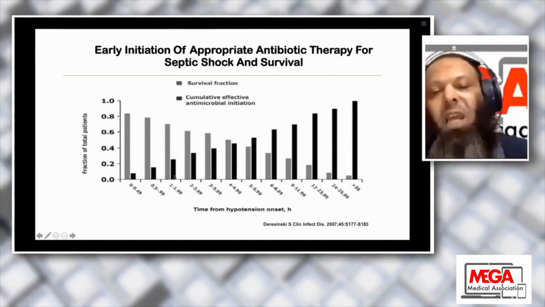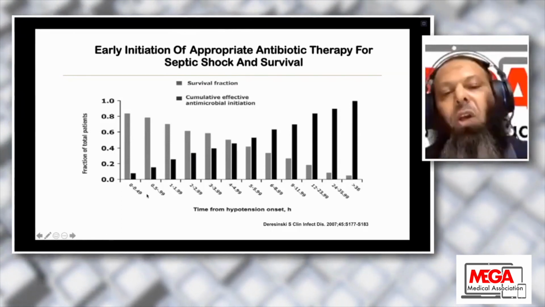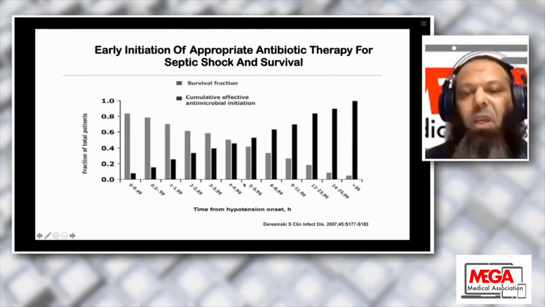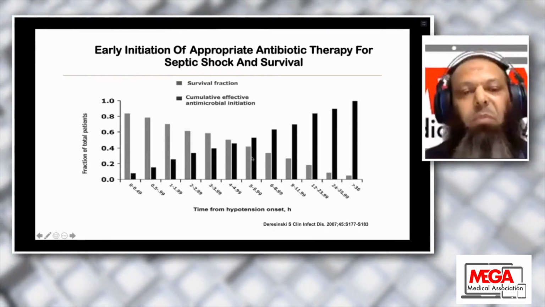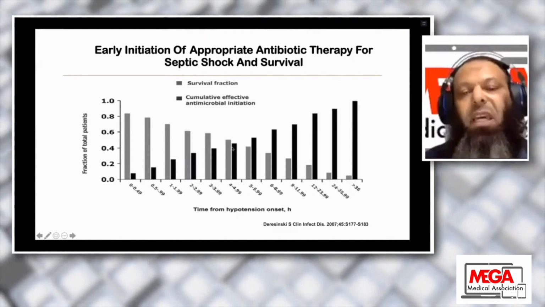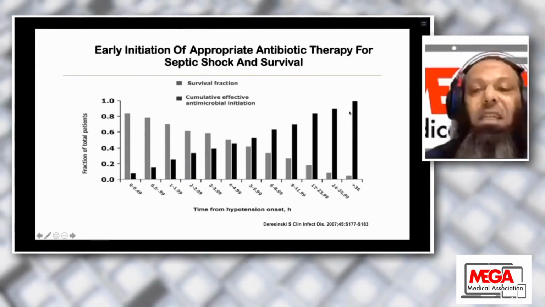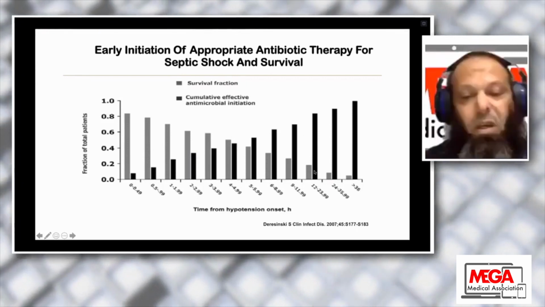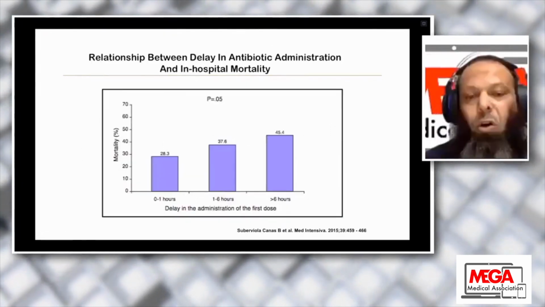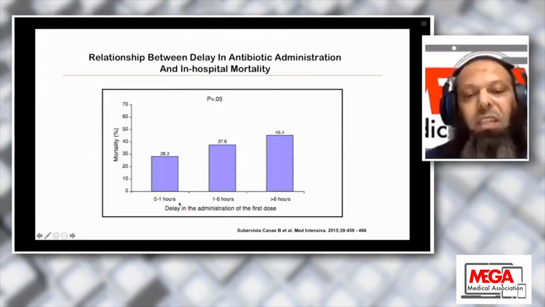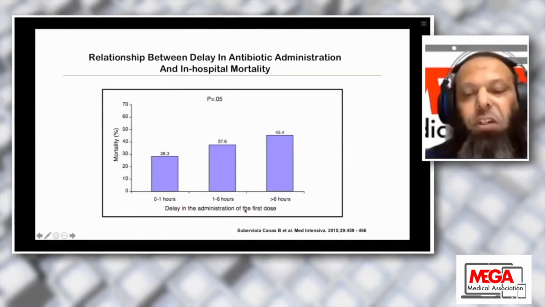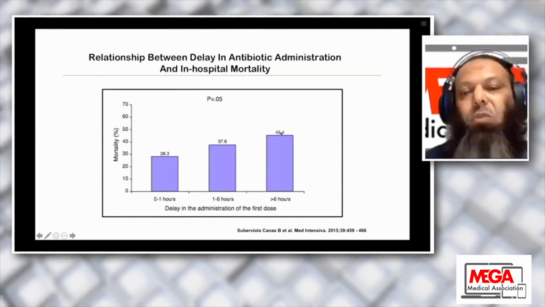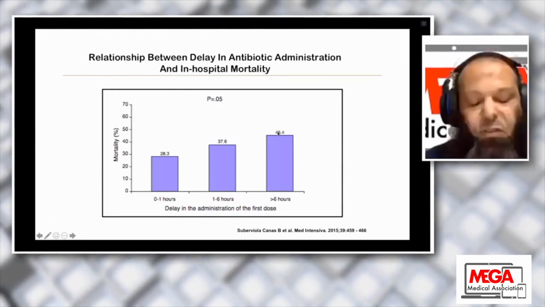So every time you delay the antibiotics, here you give it at 1 hour, here you give it at 12 hours, for example, or here at 6 hours, for example, the mortality rate is increasing as far as you are delaying the antibiotics. Also, another translation, this is the delay of antibiotics of the first dose in sepsis and septic shock, and this correlates with increasing mortality up to 45 to 50%.